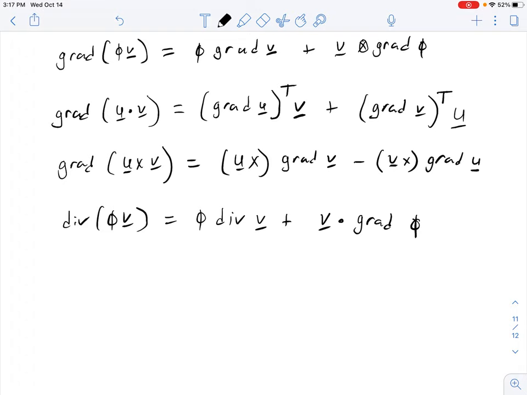Divergence of the cross product of two vectors is going to involve the curl and the inner product, and it's going to be anti-symmetric with respect to u and v. Like, what it does to v had better be minus what it does to u. So that is equal to v dot curl of u minus u dot curl of v.